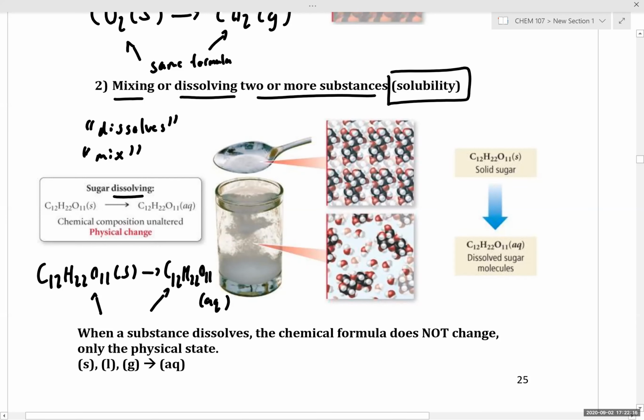So phase changes and solubility are our two major physical changes that we need to be familiar with. Does that make sense to everyone? Perfect. So let's talk now about physical properties. Physical properties are any properties that are exhibited by a substance without changing its chemical composition or chemical formula.